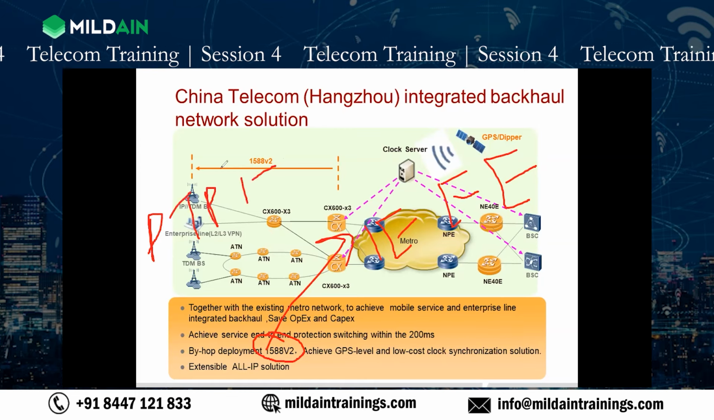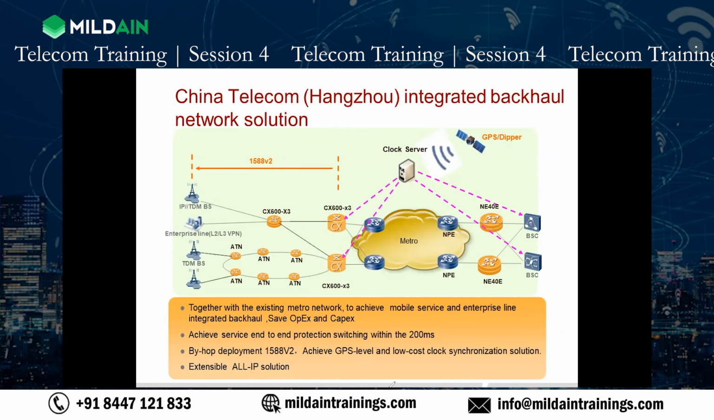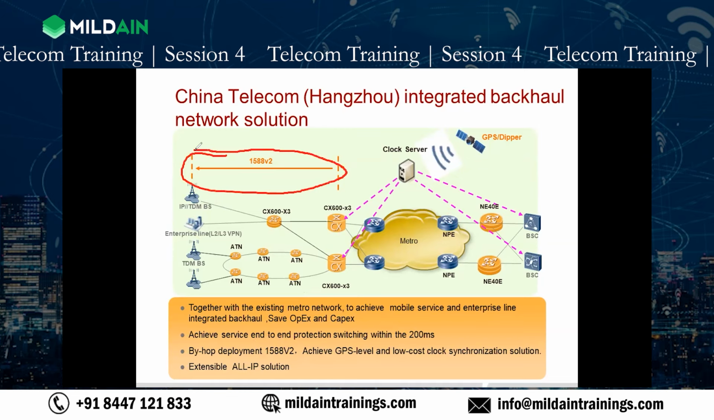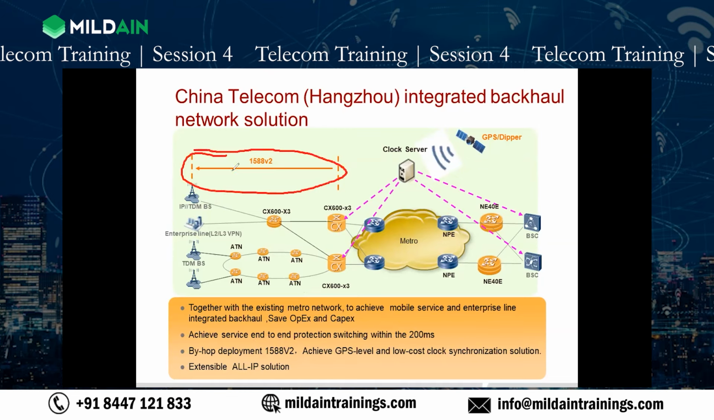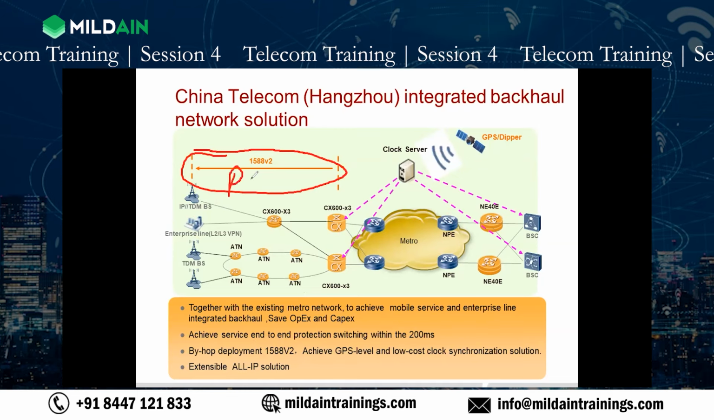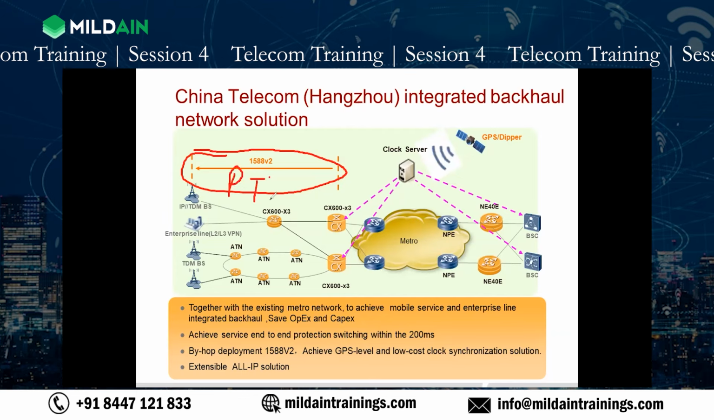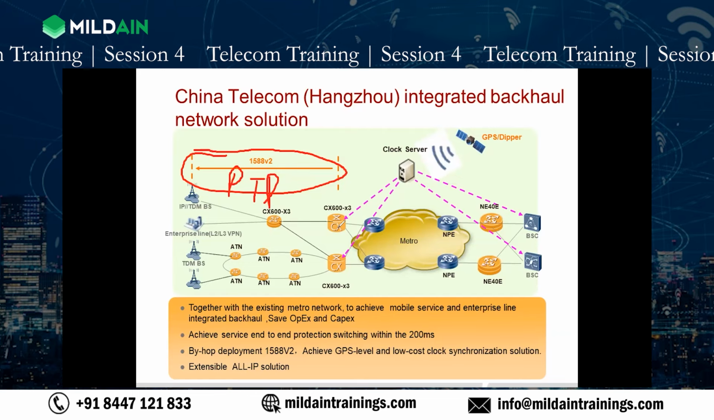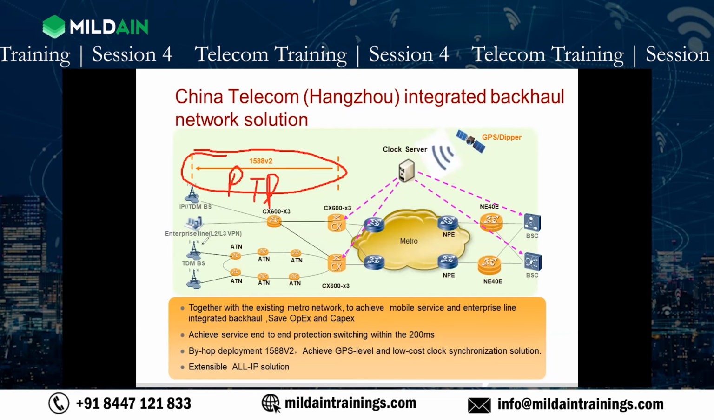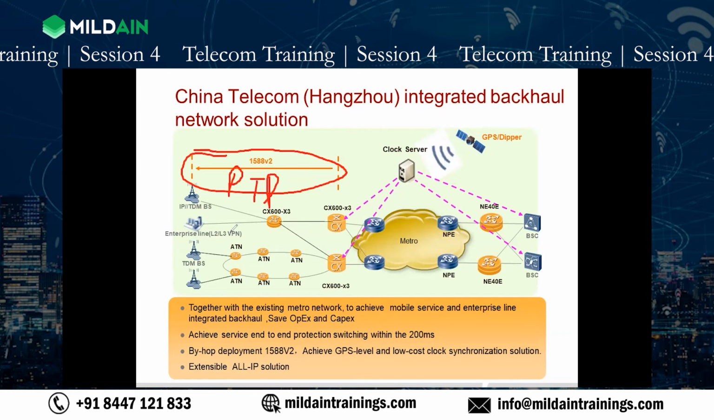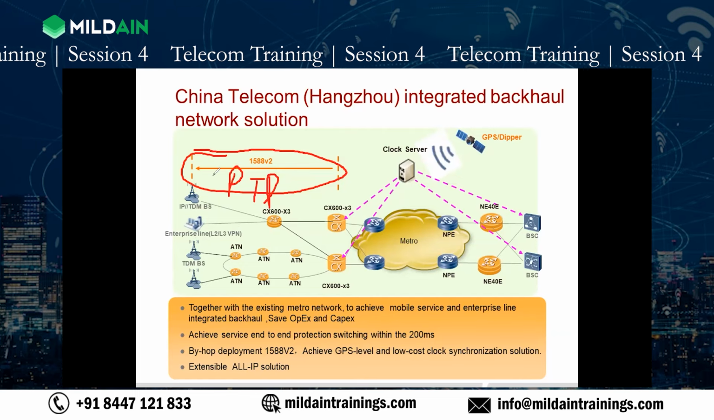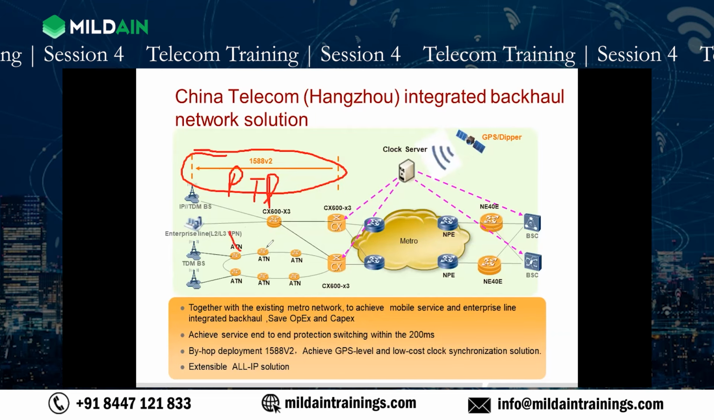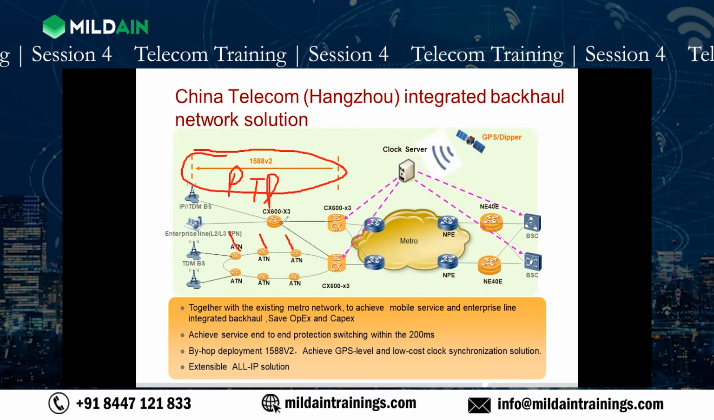This is the name of the protocol. See, here it is written. Here to here, what they deployed is 1588v2, this is PTP, Precision Time Protocol, because here to here is all Ethernet. By default, let us assume any new device that is coming has 1588v2 enabled.